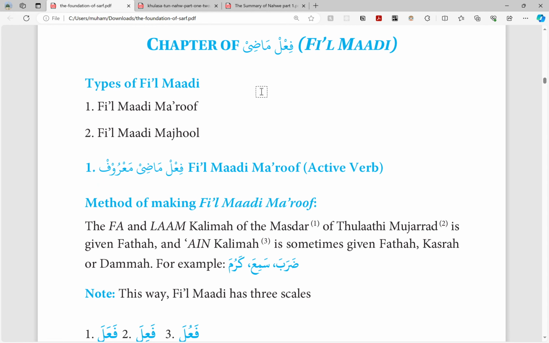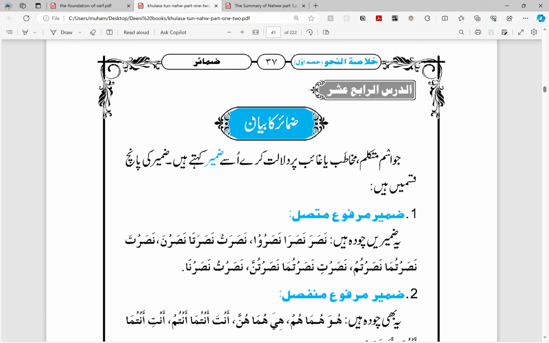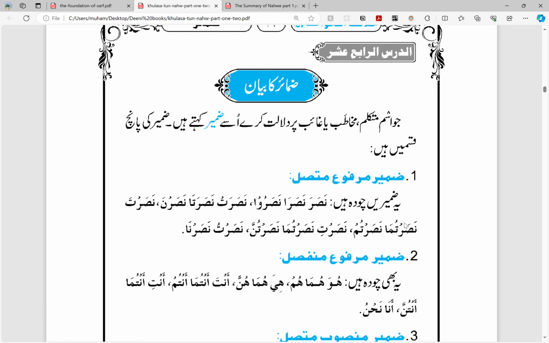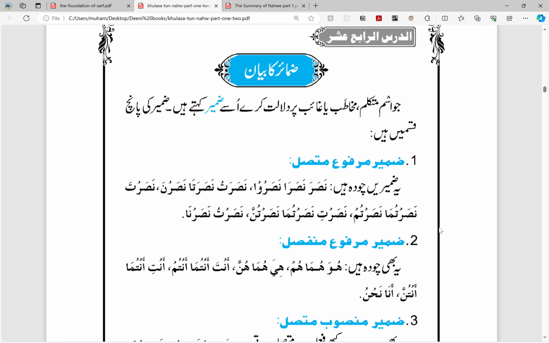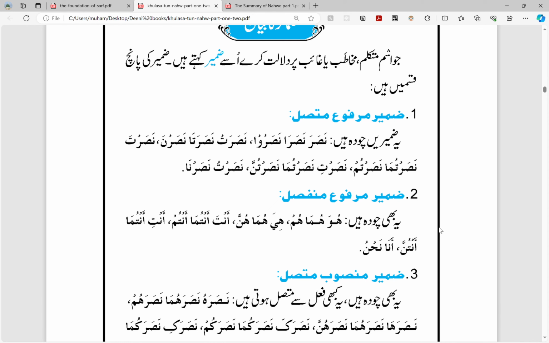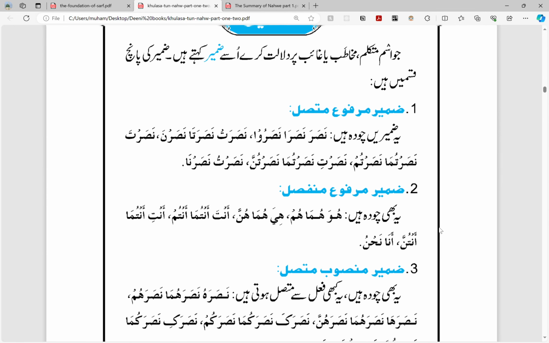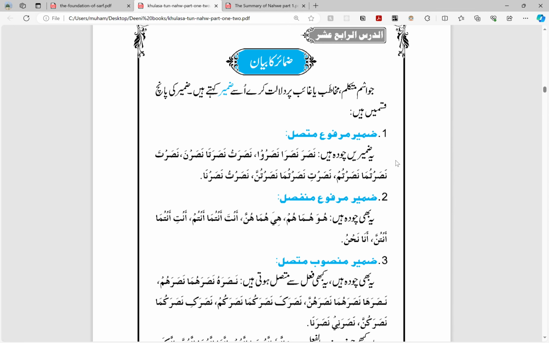For the dhamair, the pronouns, there's another book called Khulasatul Nahw, the summary of Nahw. There's an Urdu version of it, which is an excellent book as well. A little bit more advanced than the Foundation of Sarf, but also a very, very good book. They have all the dhamair written very nicely compared to, in my opinion, Asas Sarf.